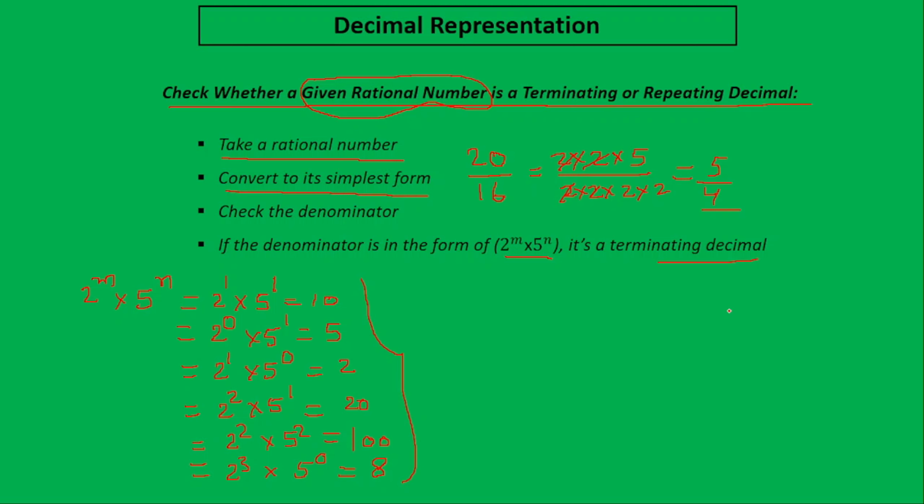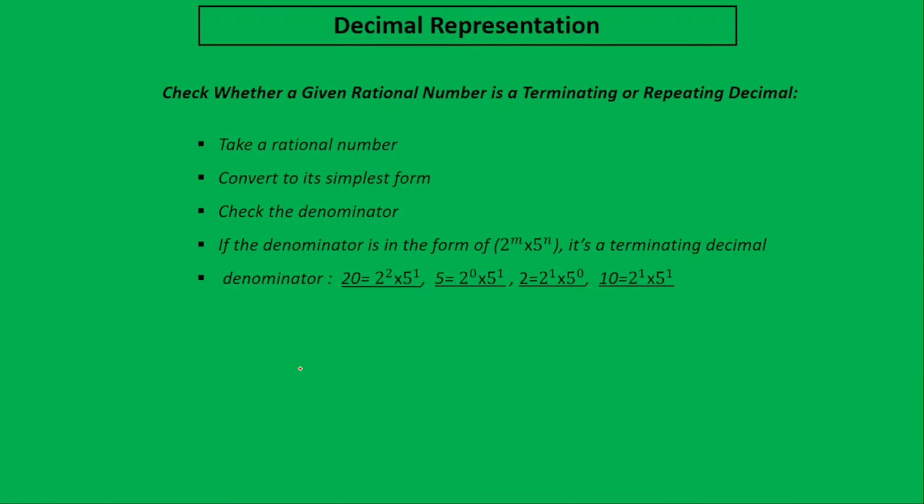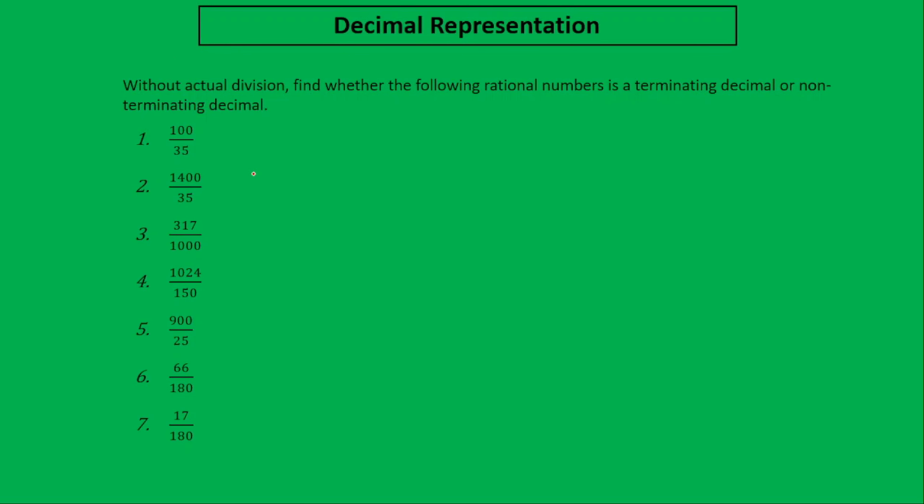So these are the forms. The denominator can be of this form: 25, 2, 10, like that. 4 even, 2 even. So for all these forms we can say that this is a terminating decimal. Now let's look at a few examples.